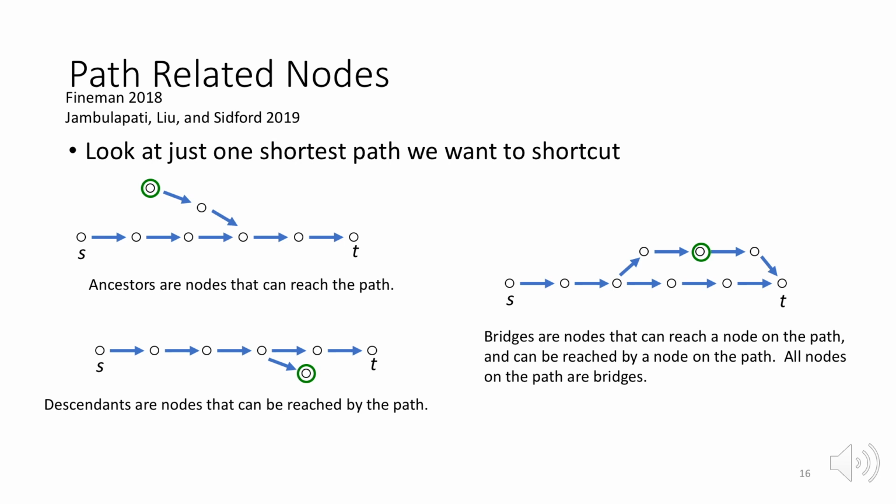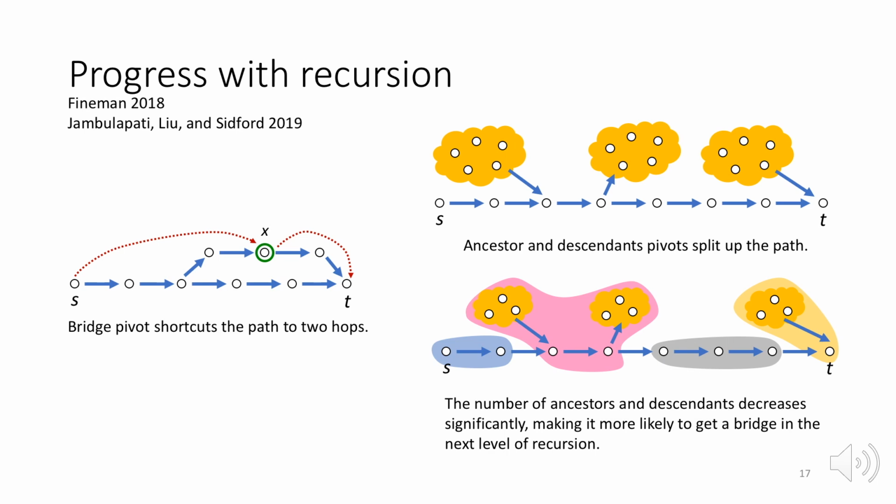And bridges are nodes that can both reach a node on the path and can be reached by a node on the path. And so all nodes on the path itself are bridges. So in this example, the node that I've circled in green is a bridge, but really all of the nodes in this graph on the right are bridges.